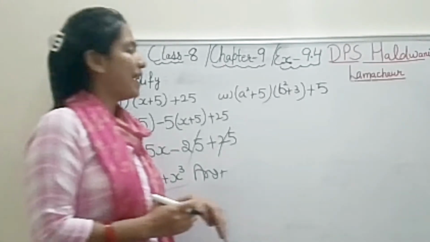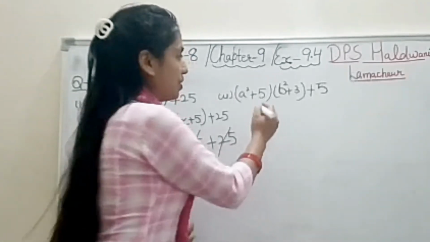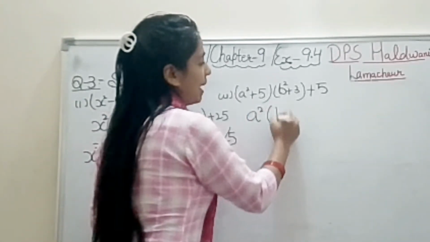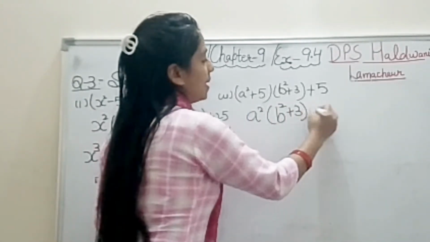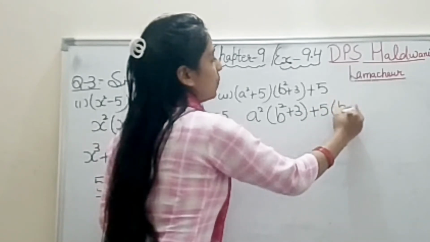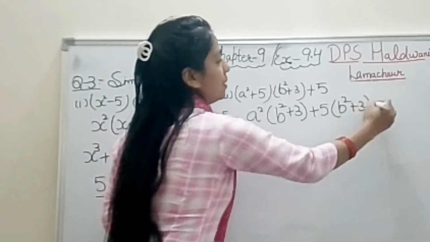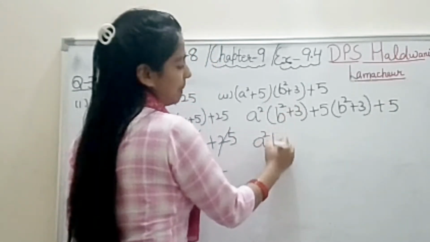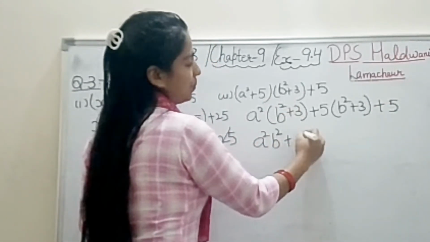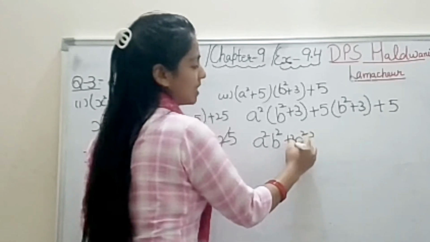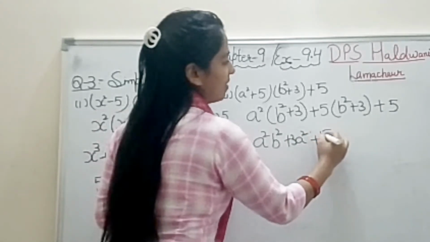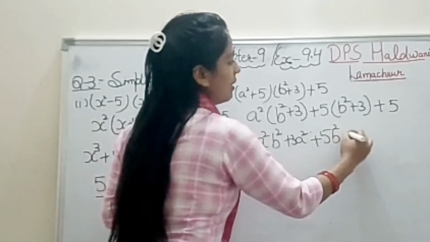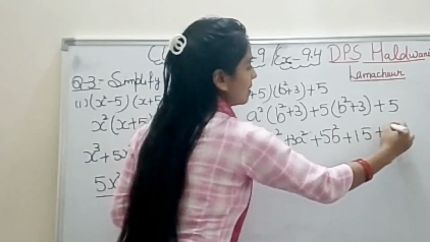Now coming to our next part, again the same type of question. So a square will multiply with the second bracket, plus 5b square plus 3. It will be plus 5. Right student? Now it will multiply inside. a square into 3 is 3a square, right? Plus 5b square, 5 threes are 15 and plus 5.